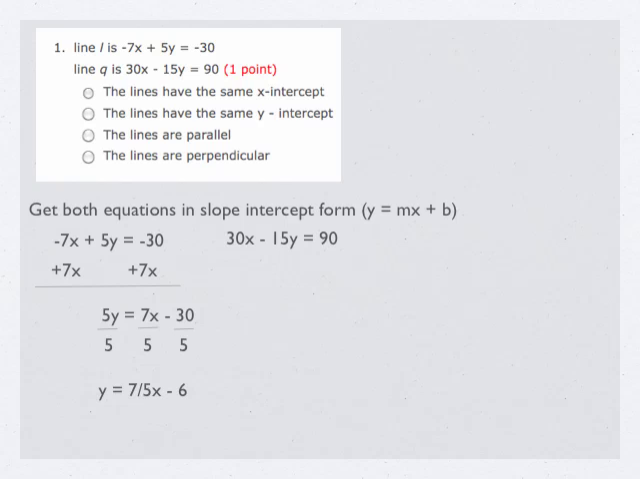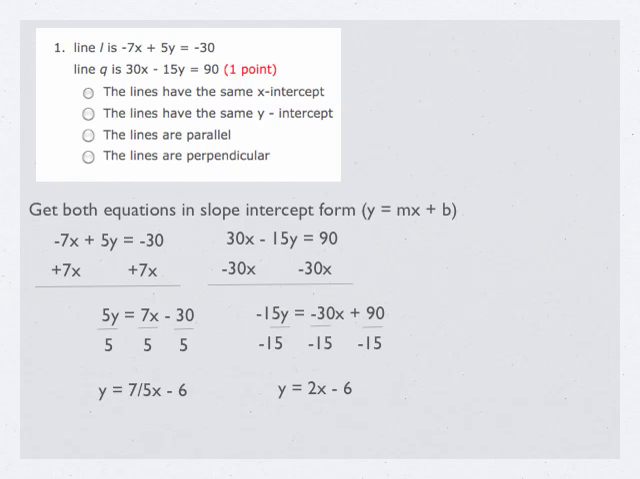And for the second equation, I want to do the same thing. I need to subtract the 30x from both sides. Negative 15y equals negative 30x plus 90, and I need to divide all the terms by negative 15. So I get y equals 2x minus 6.